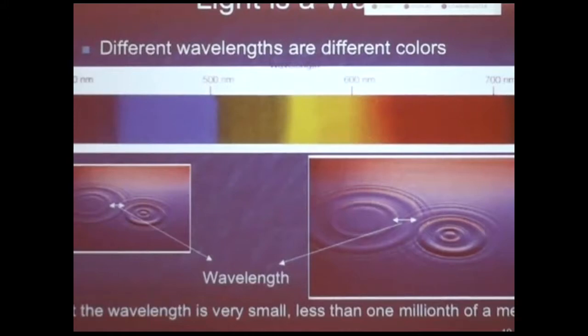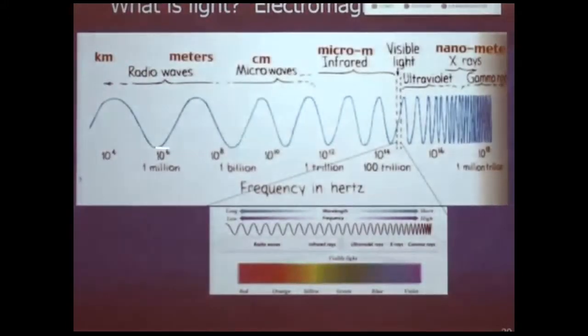But just to give you a feeling about where light is on the entire what we call electromagnetic spectrum, light is this tiny region over here. Then beyond that, you have ultraviolet light, infrared light is on this side, and then you have gamma rays and so on. So we'll talk about all this more later. I just want to show you that light is a wave.